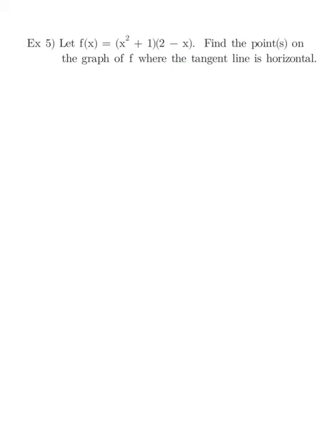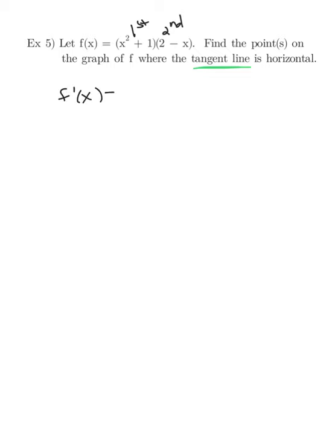On example 5, it says, let the function f of x be the quantity x squared plus 1 times the quantity 2 minus x. Find the point or points on the graph of f where the tangent line is horizontal. As soon as you see talking about tangent line, it tells you that you need to find the derivative. And if we look at this function, it is two quantities being multiplied, so we are going to need to do the product rule. X squared plus 1 will be our first, and 2 minus x will be our second.